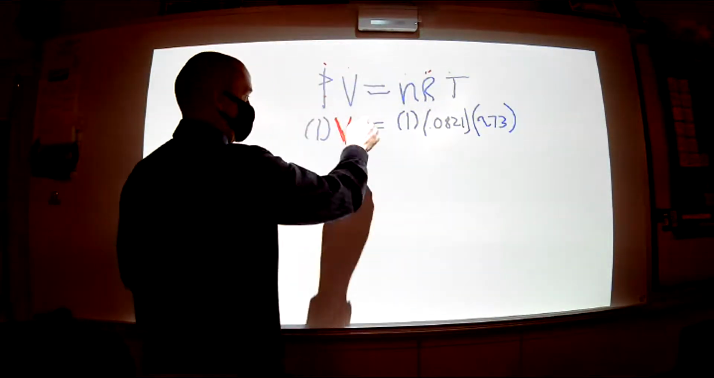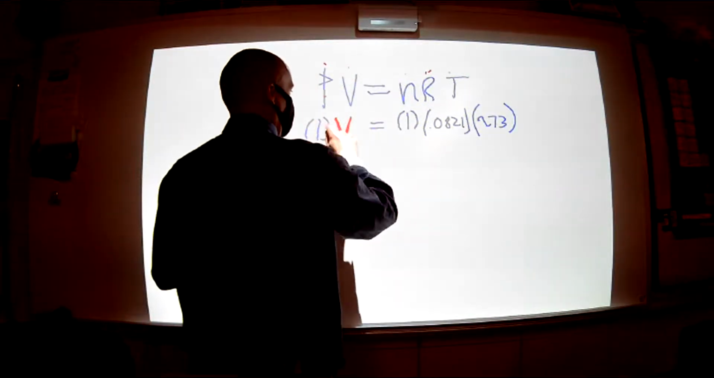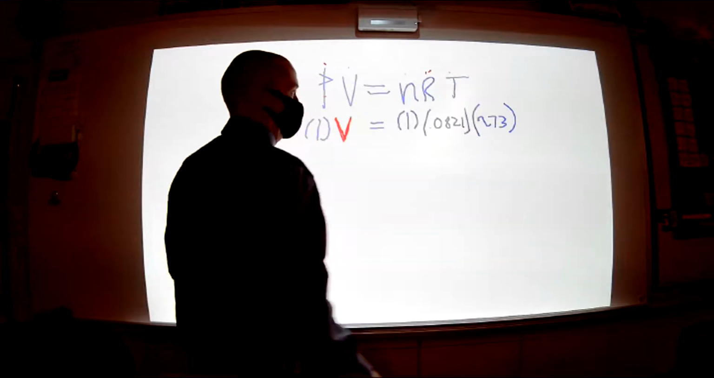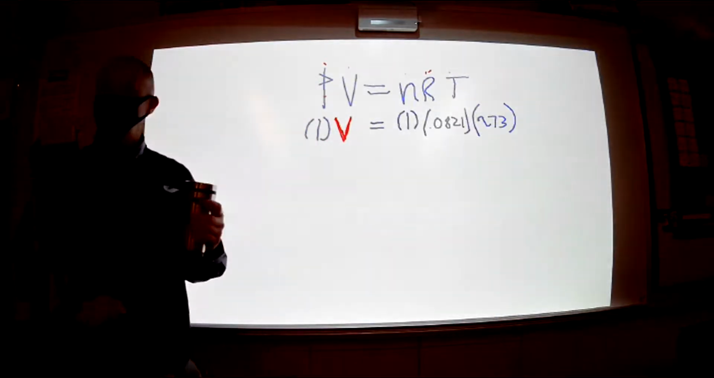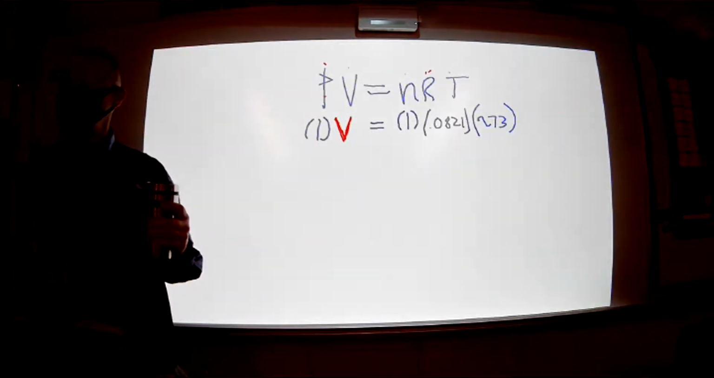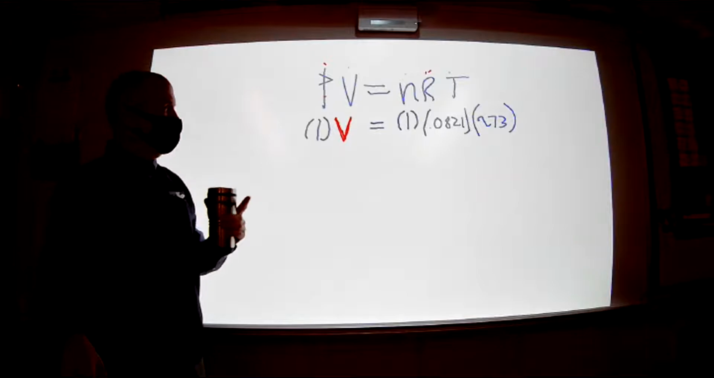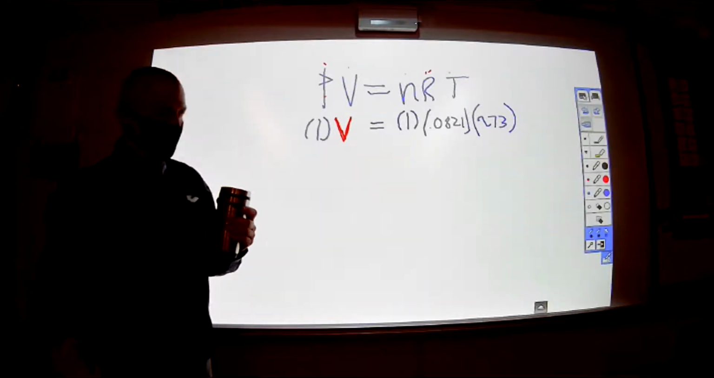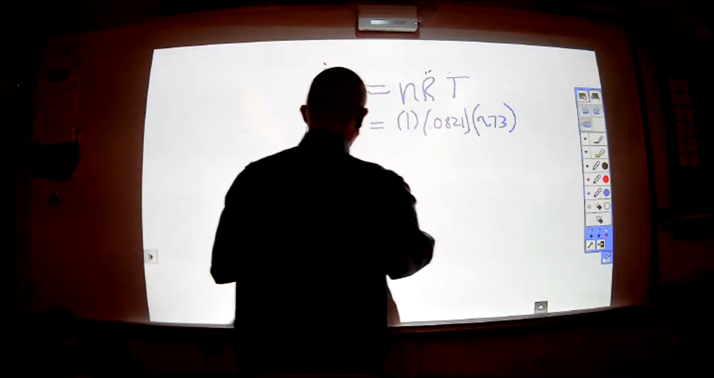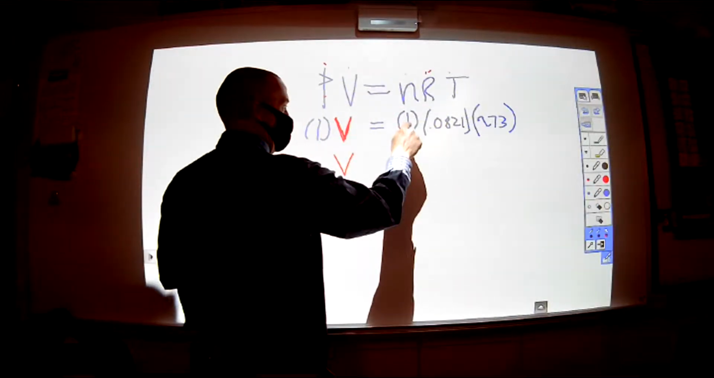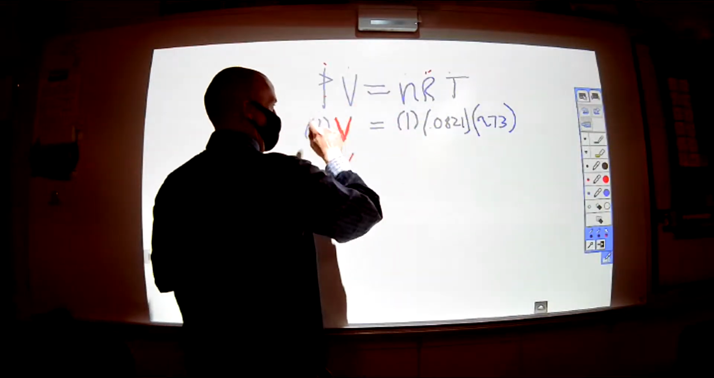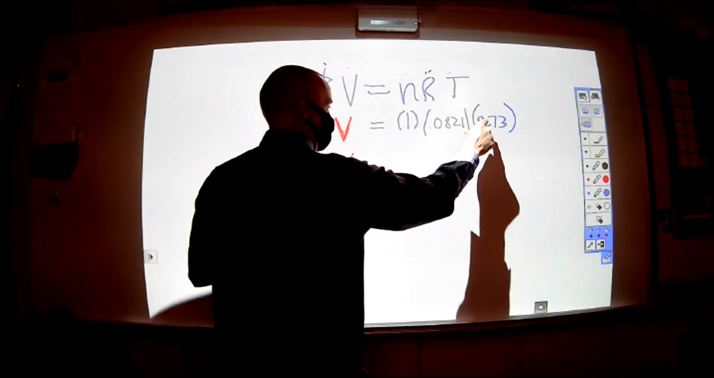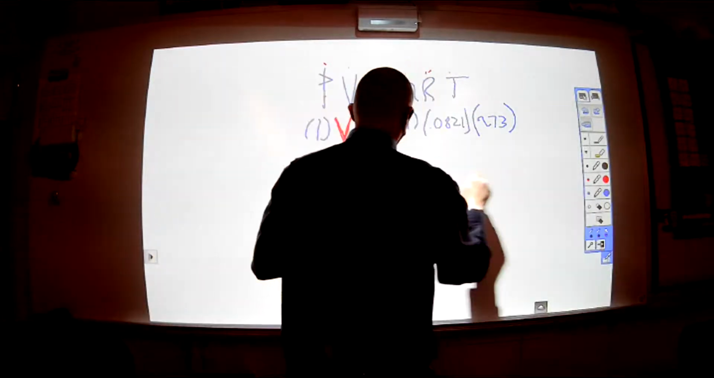So let's see what the volume is at 1 atmosphere of pressure and 0 Celsius or 273. What is the volume? What would the volume be? 1 times V is V. So what's the volume? What is the volume of 1 mole of gas at 1 atmosphere of pressure and 0 Celsius or 273 Kelvin?